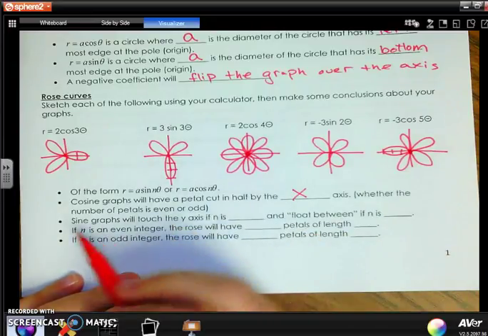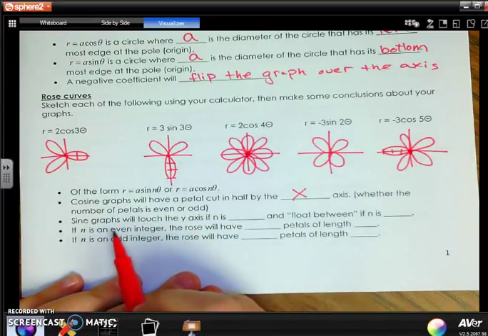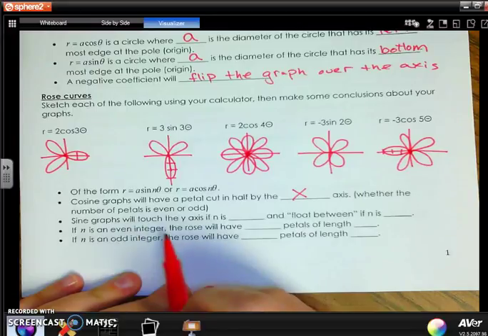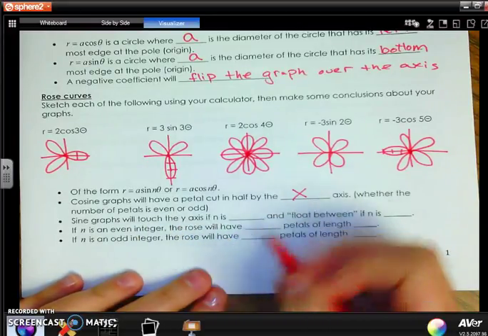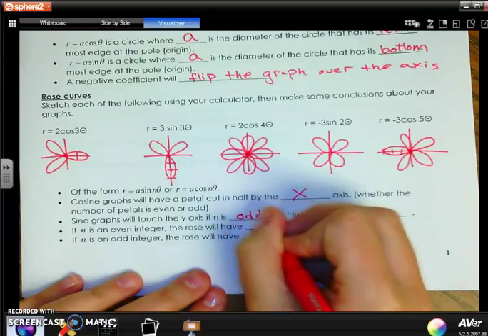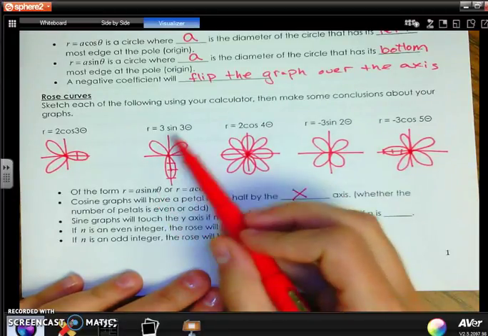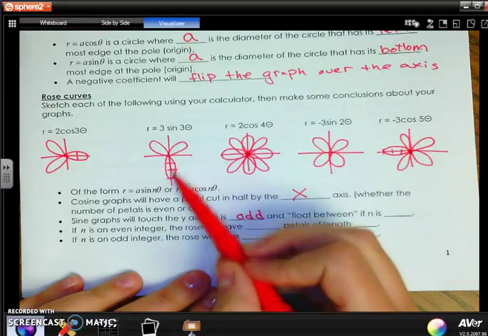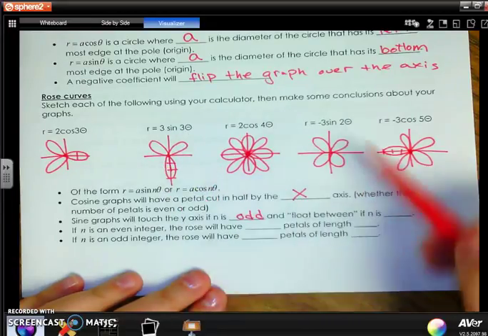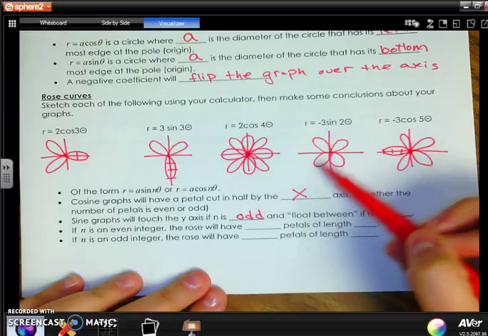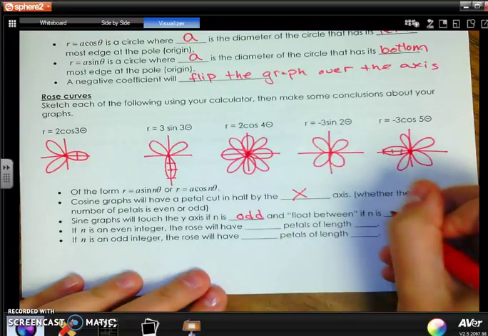Okay? Where with a sine curve, they'll be cut in half by the x-axis if n is odd. Okay? So where n, that's that number in front. So when n was an odd number, see how here it was a 3, this was down here. But when n was even, they kind of floated between, okay?